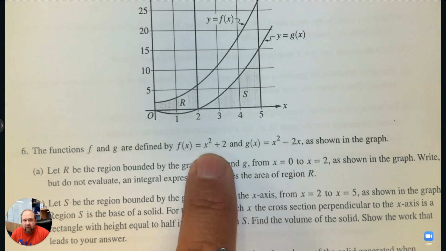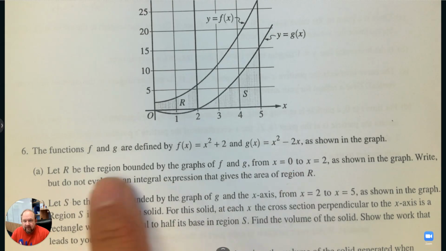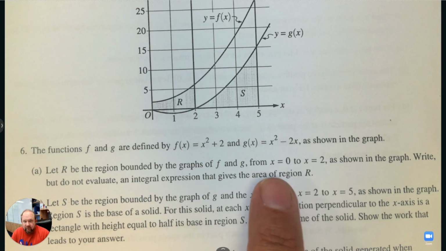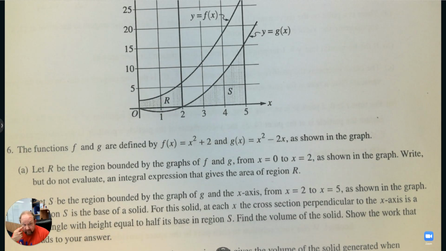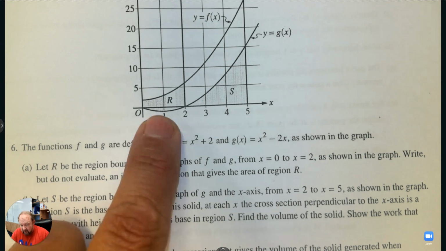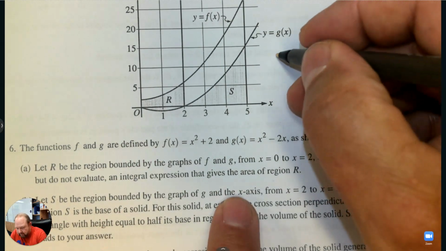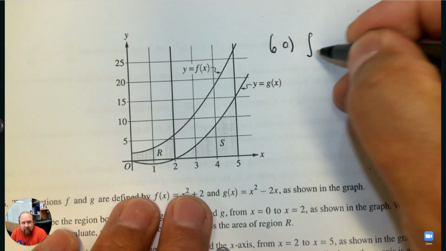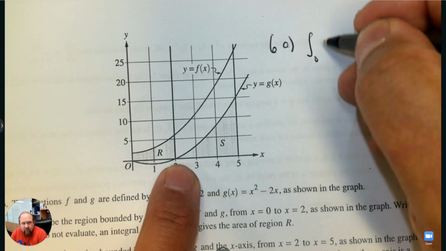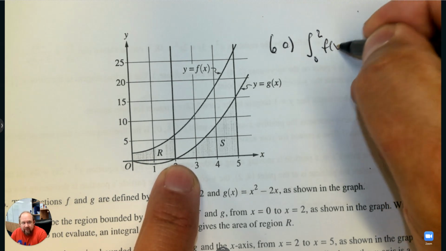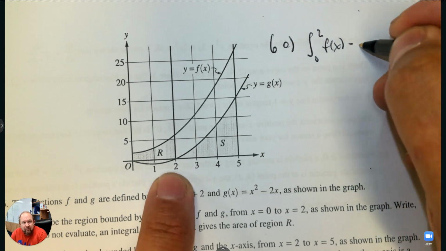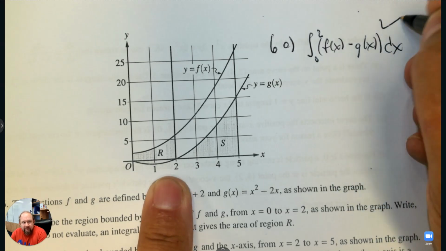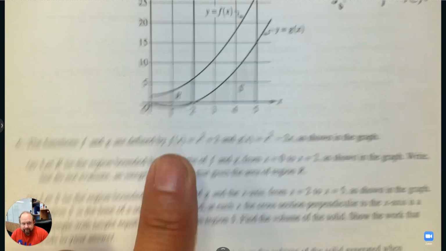And you have 2 equations for f and for g. It says let R be this area from 0 to 2. It says write but don't evaluate an expression that gives the area for that area R. So we know it's top subtract bottom. So I can do that right here easily. So I'm going to integrate from 0 to 2, top subtract bottom. So that's f at x minus g at x. And that's it. You set it up.